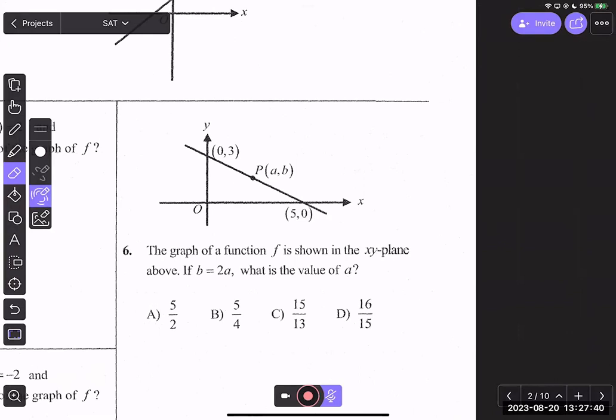So the graph of a function f is shown in the xy plane above. If b equals 2a, what is the value of a? Mm-hmm. So a would just be the middle value between 0 and 5, right? So 5 over 2? But why does that make you say that? It just looks like it is, right? It doesn't necessarily actually mean it is.